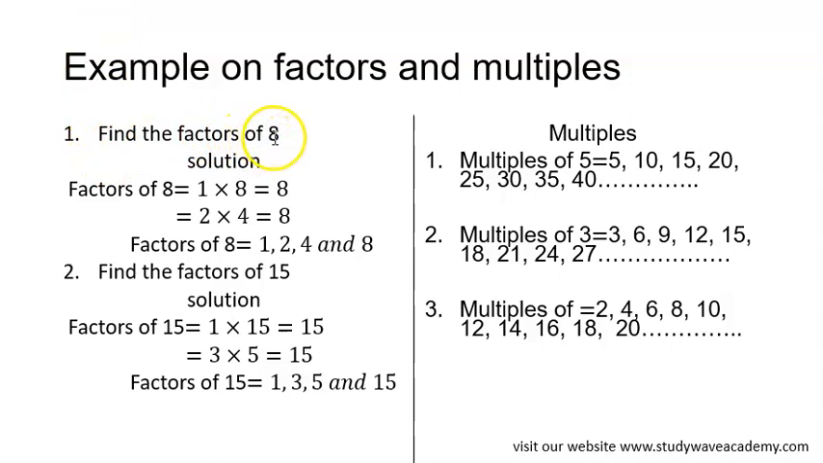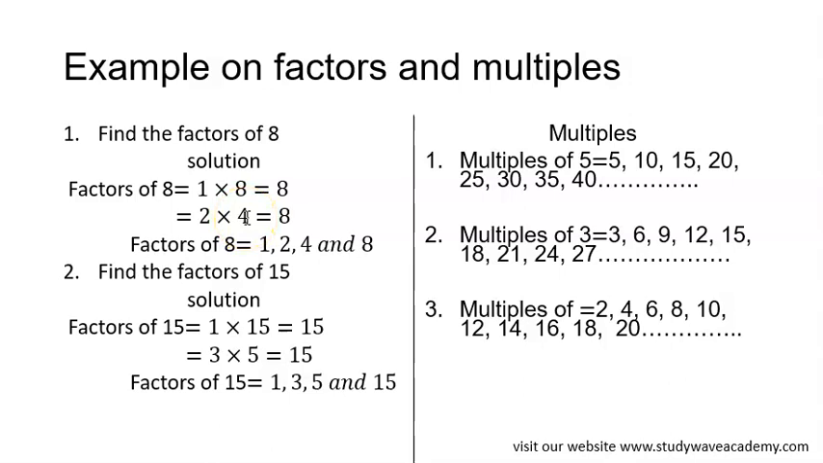Find the factors of 8. We have to find the factors of 8, the numbers that will multiply together to get 8, okay? So factors of 8, 1 times 8 is going to give us 8. 2 times 4 is going to give us 8. If we look at our 3 times table, there is no number that will multiply and give us 8. So there is no number there. 4 times 2 is going to give you 8, is already here as 2 times 4, right?